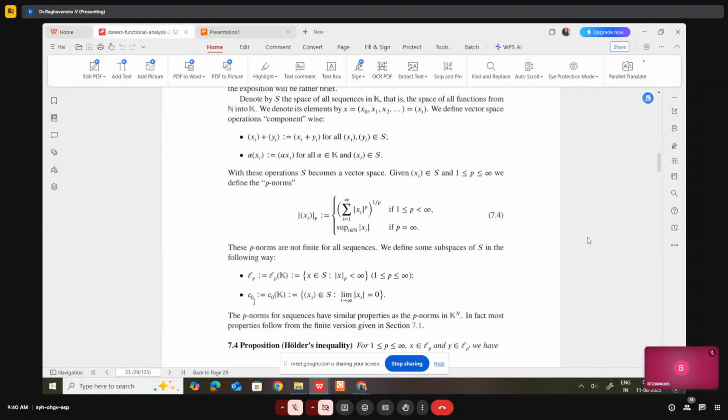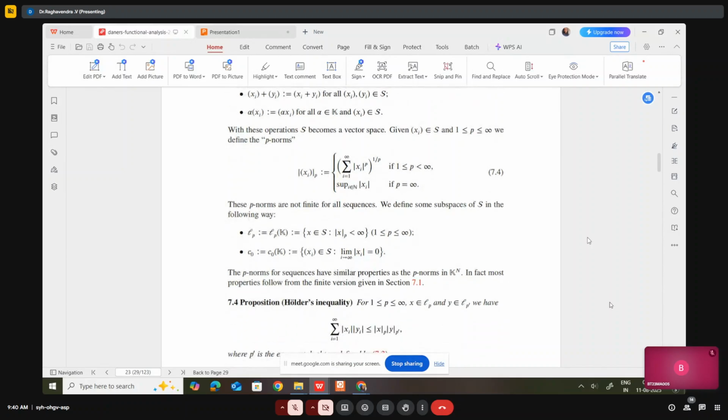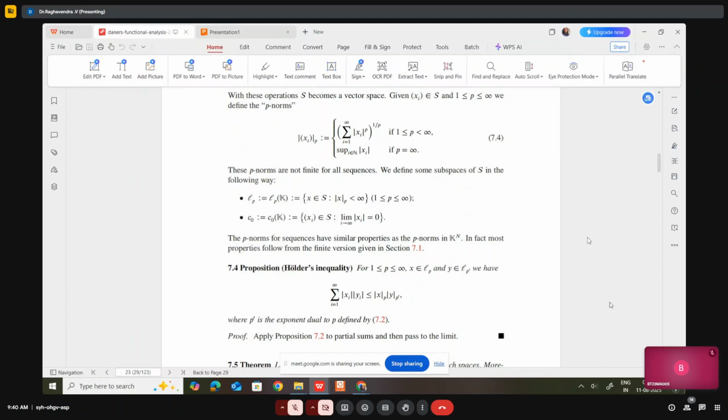Now, the second sequence space we define is c_0. c_0 is the set of sequences x_i in K for which the limit is 0. That is, consider all sequences which have limit 0. This is called c_0. So what we now show is that small l_p and c_0 are actually normed linear spaces.